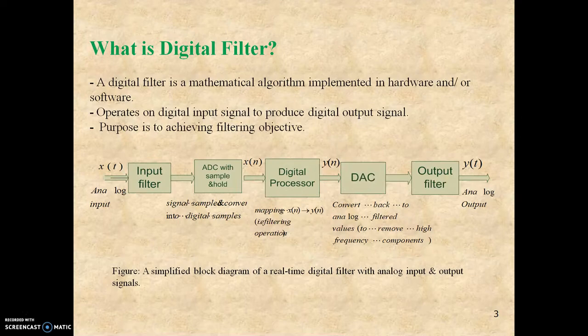A simplified block diagram of a real-time digital filter with analog input and output signals is shown in the figure. The band-limited analog signal is sampled periodically and converted into a series of digital samples by first two blocks of the block diagram. Then the digital processor implements the filtering operation, mapping the input sequence x(n) into the output sequence y(n) in accordance with a computational algorithm for the filter. The fourth block, DAC, which stands for digital to analog converter, converts the digitally filtered output into analog values, which are then analog filtered to smooth and remove unwanted high frequency components.